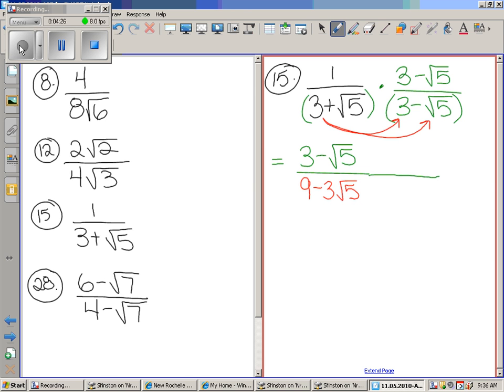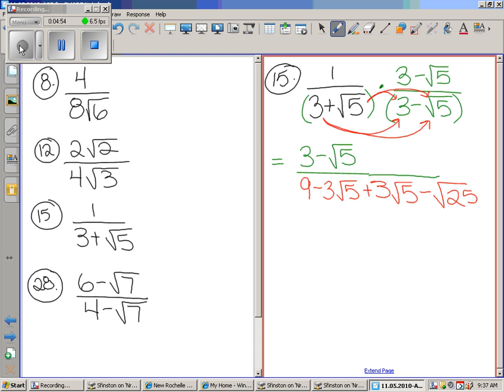Hold on a minute, I just got to extend that. Positive radical 5 times 3 is plus. Hold on, let's fix that. Is plus 3 square root 5. And finally, positive radical 5 times negative radical 5 is negative square root of 25.